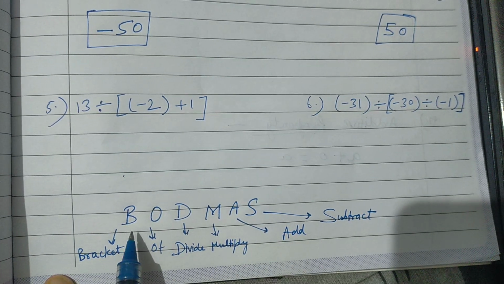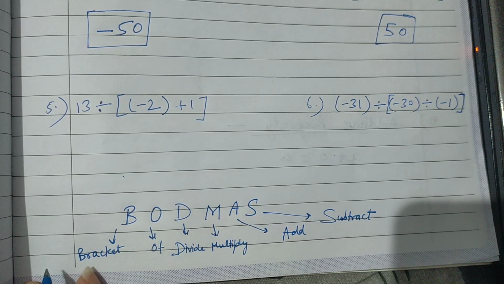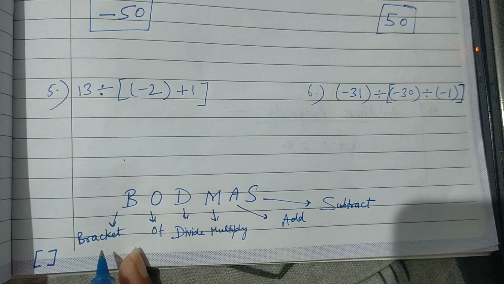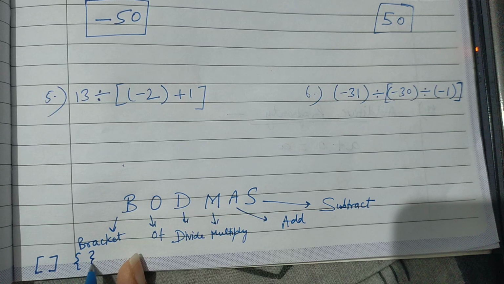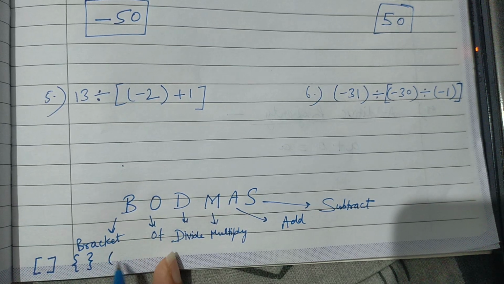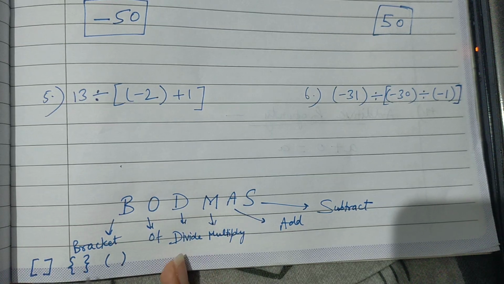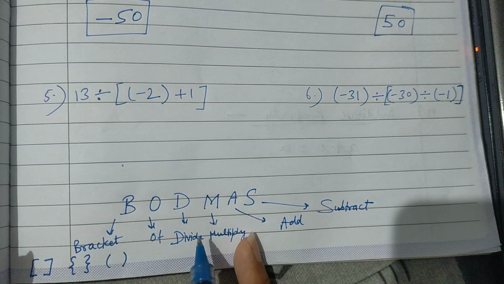And in bracket also there are three types of brackets. First we have to solve this bracket. Second we have to solve this bracket. And third, we have to solve this bracket. There are three types of bracket. First we will solve this one, then this one, and then this one.